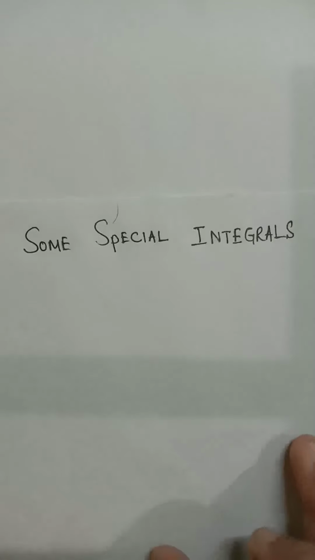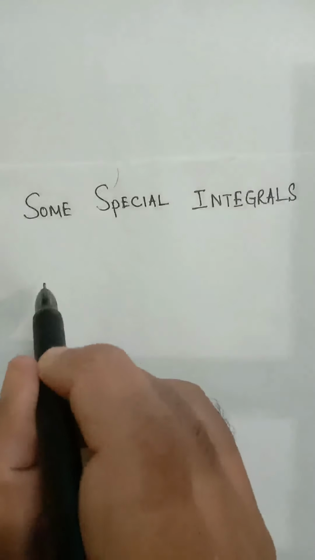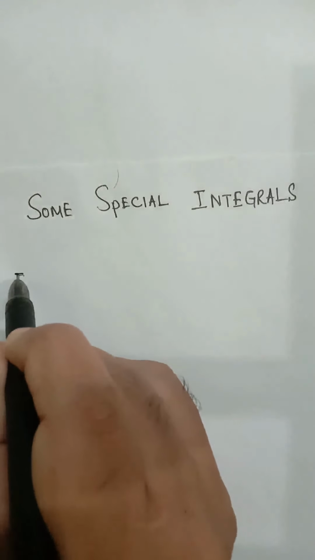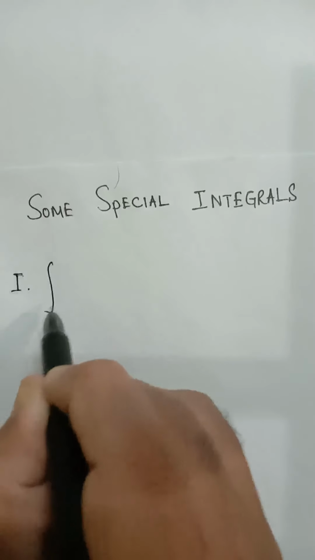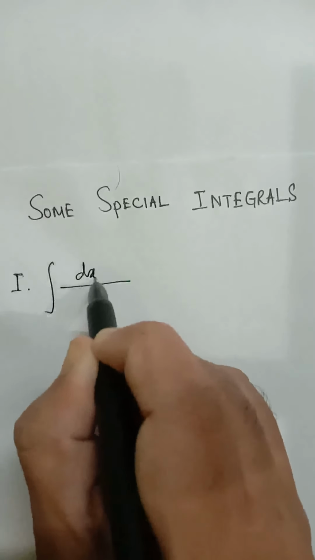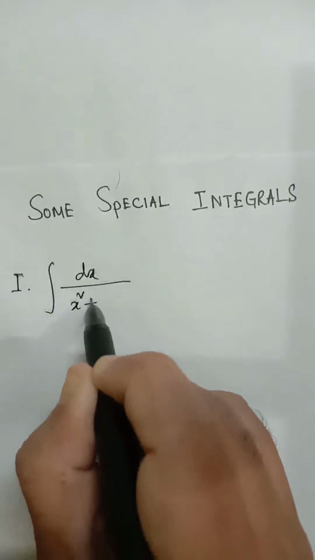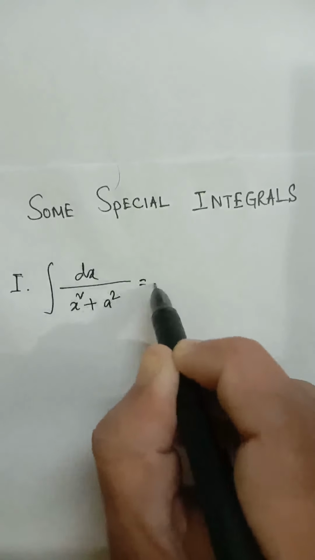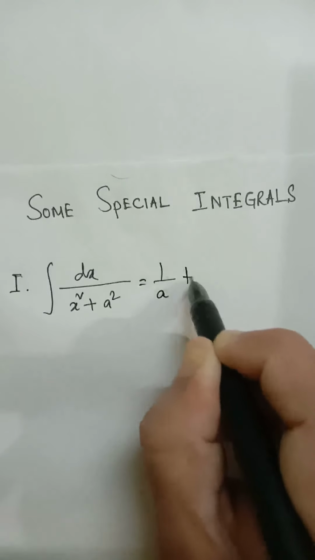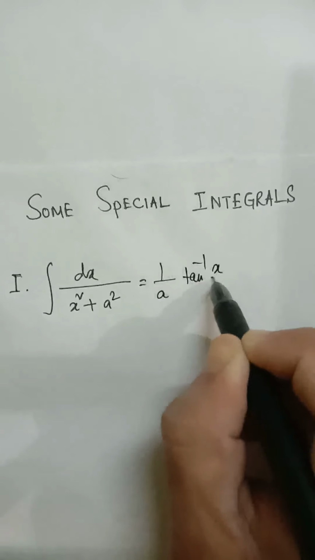Good morning, dear students. Today I will discuss some special integrals. First of all, I will write six special integrals one by one. Number 1: integration of dx by x square plus a square is equal to 1 by a tan inverse of x by a plus c.